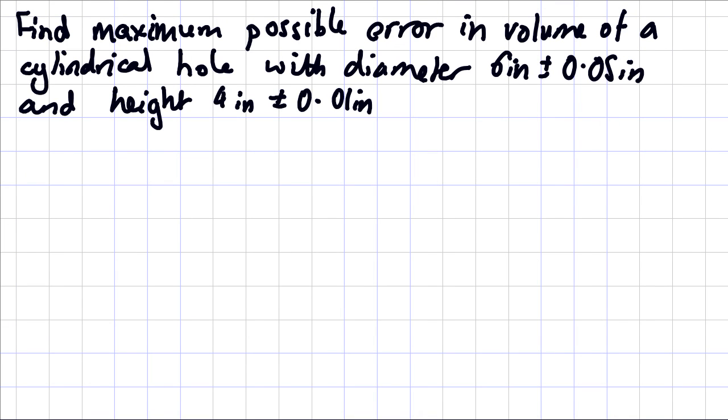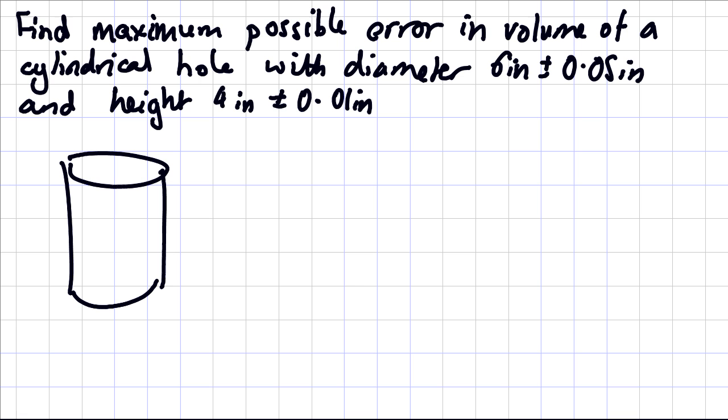Here we're asked to find the maximum possible error in the volume of a cylindrical hole which has a diameter of 6 inches plus or minus 0.5 inches and a height of 4 inches plus or minus 0.1 inches. So the first thing we do is draw a diagram. So that's a cylinder. So this dimension here is going to be d plus or minus delta d, and then there's a height h plus or minus delta h.